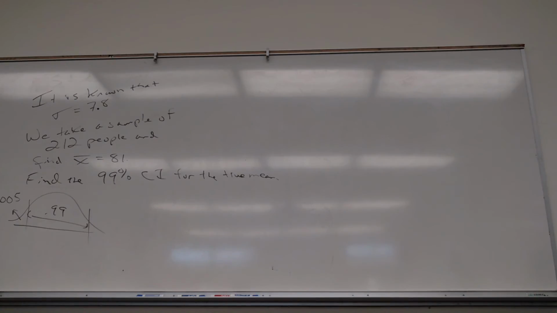Stop there for a second. So if you look up 0.005, it's an asterisk, right? And it leads you down to 2.575. This is right in between 2.57 and 2.58. Does everybody see that on your z-score charts?